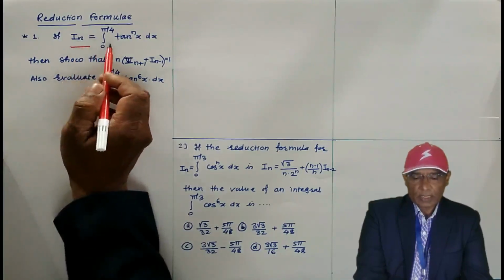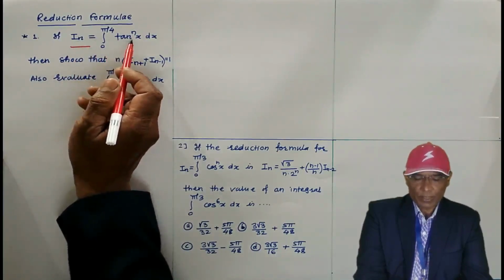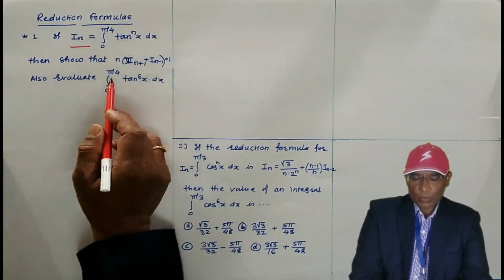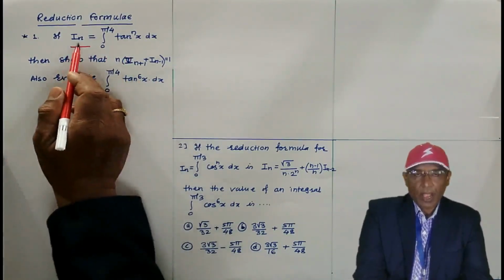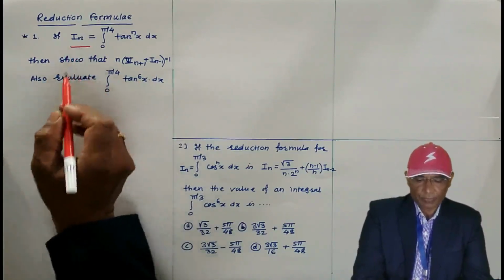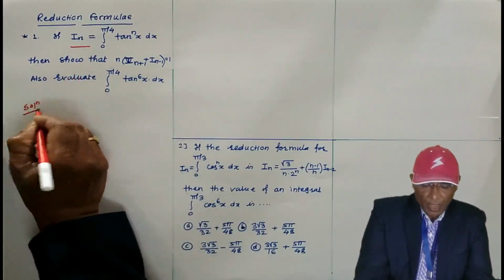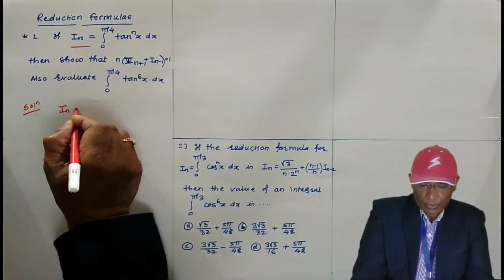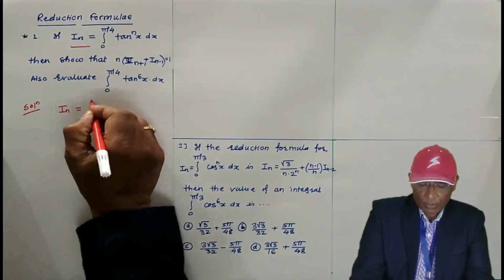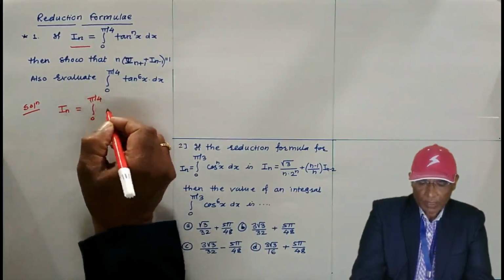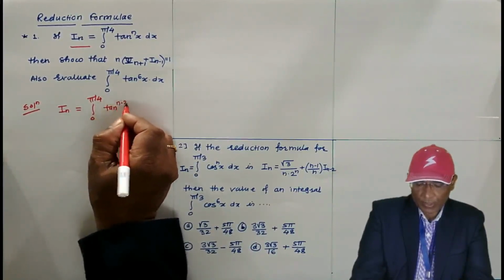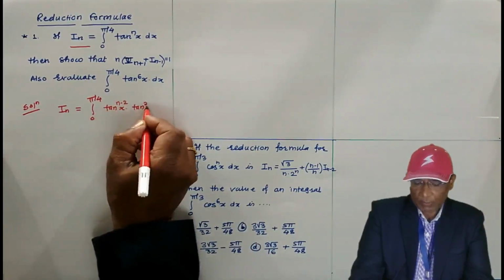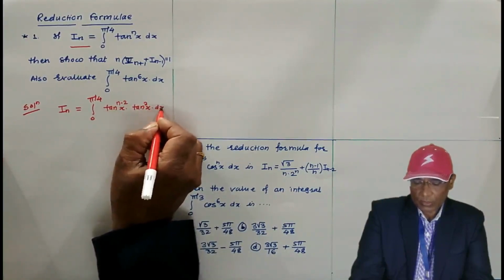In is integral 0 to pi by 4 tan raised to power n, and we want integral 0 to pi by 4 tan raised to power 6. Means I6 is required to be found. So how to solve this? In is given to you, integral 0 to pi by 4 tan power n, and this tan power n I am going to split in this way: tan power n minus 2 into tan power 2.